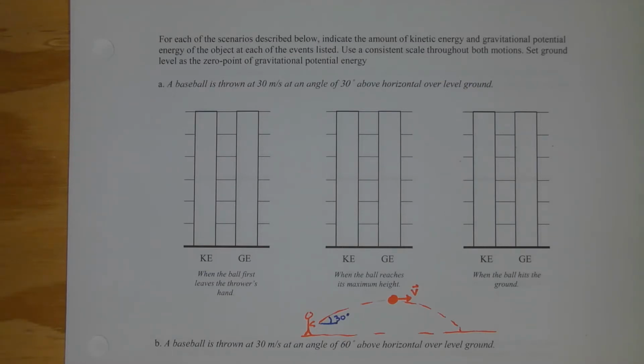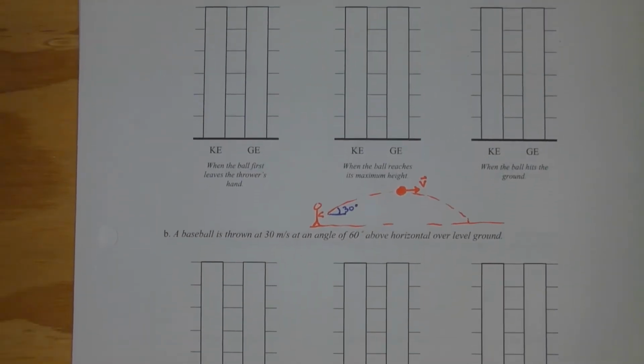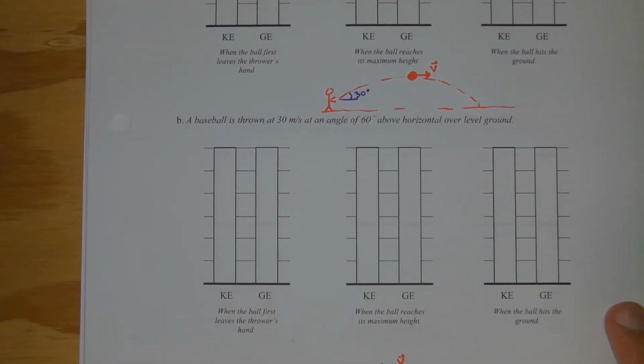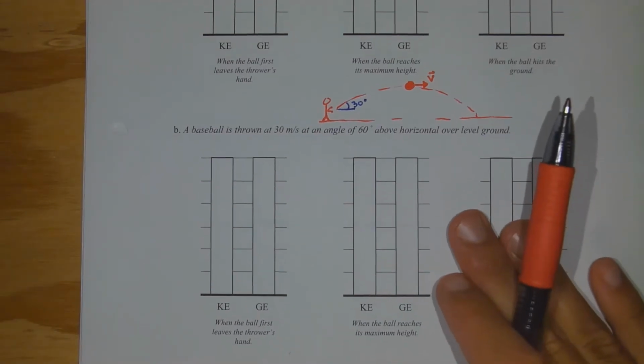In part A, a baseball is thrown at 30 meters per second at an angle of 30 degrees above horizontal over level ground. We are going to look at when the ball first leaves the thrower's hand, that's here, when the ball reaches its maximum height, here, and when the ball hits the ground. In part B, the baseball is thrown at 30 meters per second, so same speed, but an angle of 60 degrees, so a different angle.